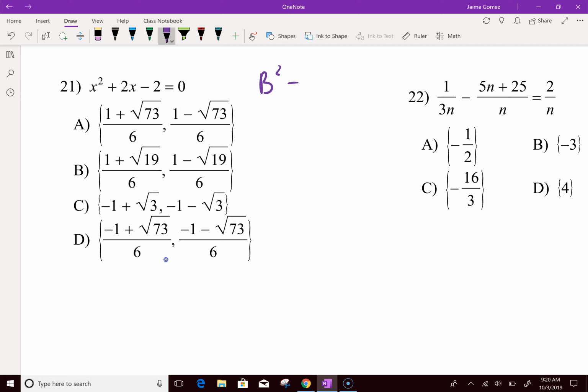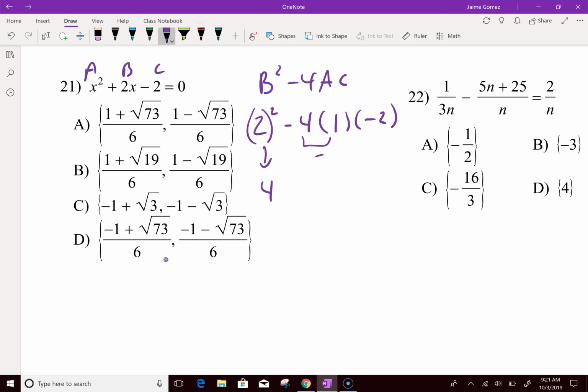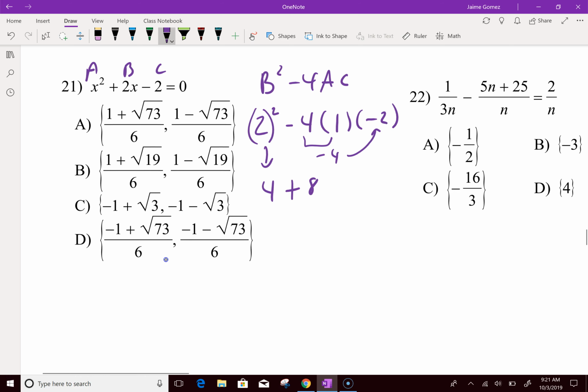B squared minus 4ac. A, B, and C. So this would be 2 squared minus 4 times A times C. A is 1, C is negative 2. 2 squared means 2 times 2, which is just 4. Negative 4 times 1 is negative 4, but negative 4 times a negative 2 gives me a positive 8. And 8 plus 4 is 12. You're like, what the heck's here? 12 is not there.